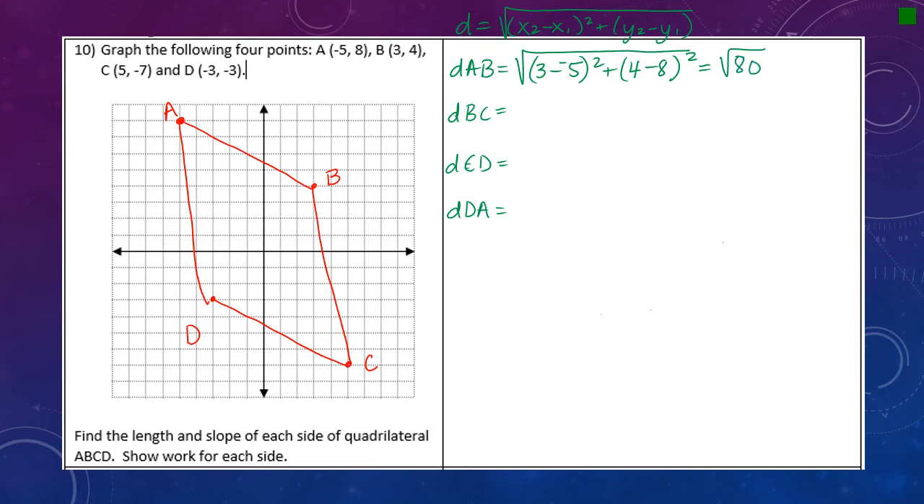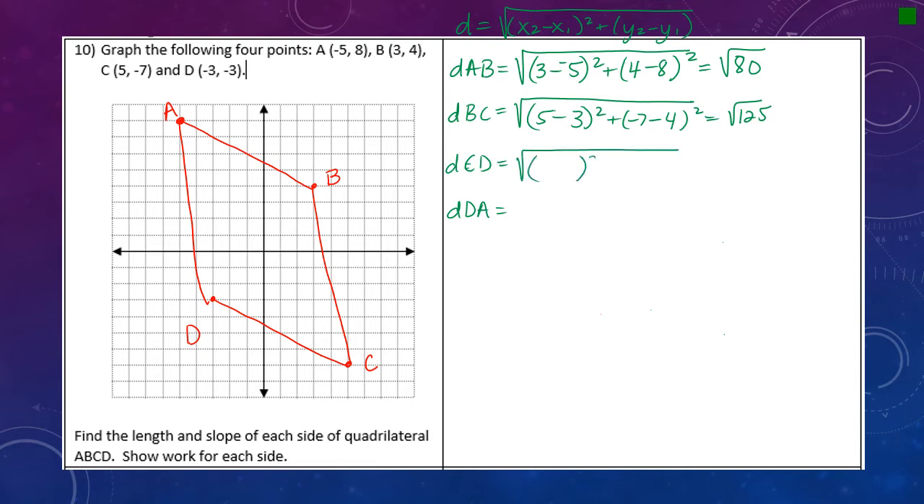For BC, you would have 5 minus 3 and negative 7 minus 4 for a grand total of the square root of 125. Now you'll notice I'm not doing factor trees with these because what this is leading into is question 11, where it's going to ask us to classify. So I'm not so concerned about what the final distances are. I'm more concerned about, are they the same? And I can tell that without having to do a factor tree.